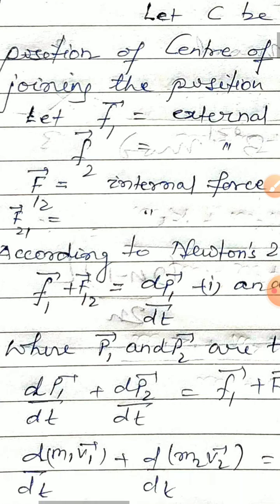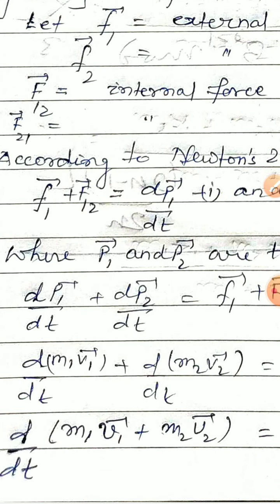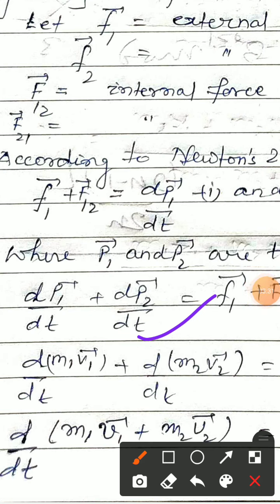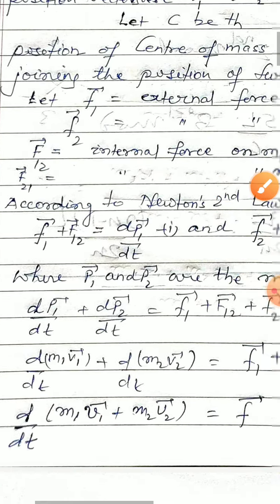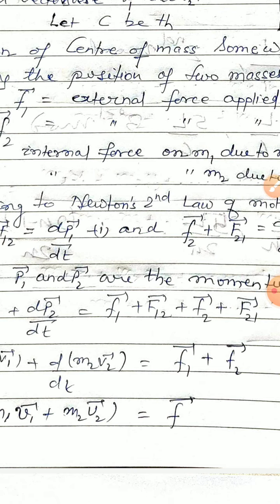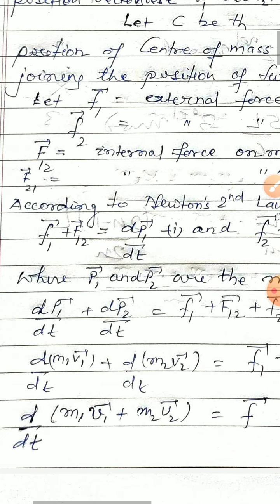Now adding these two equations, we will arrive at this step. Now F12 and F21 are the action reaction forces, so they cancel out. So we can write it as F1 plus F2 only. Now P is momentum, and momentum is defined as product of mass and velocity, so we can write it as m1 v1 and m2 v2.